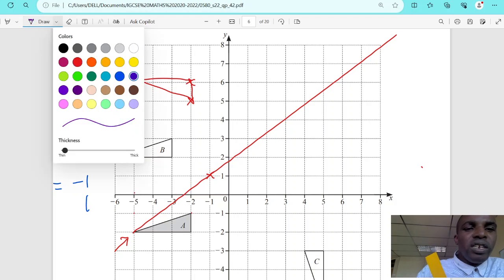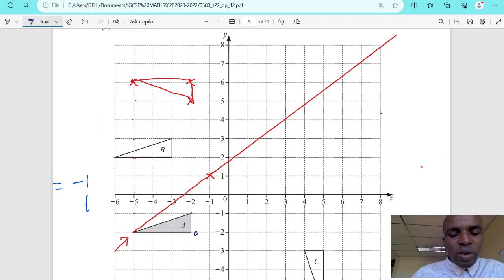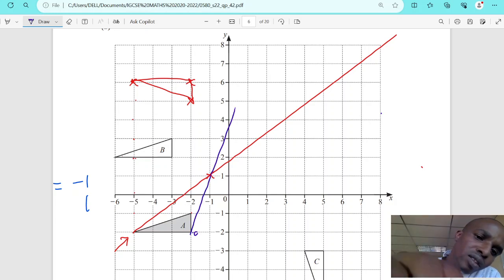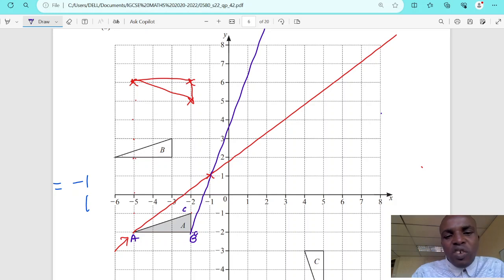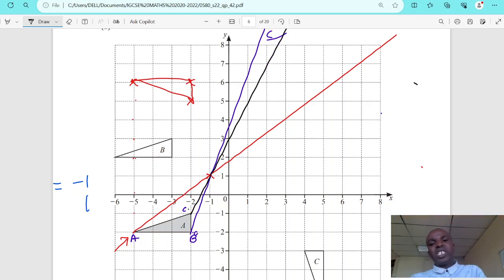Let me use a different ink, blue. The image of this point, I use blue. You join with the center all the points. I can call this one point A, this one point B, this one point C. The image of point B is on the blue line. Then now let me use my black ink. The image of C will be on the black line. So you join all the points with the center.